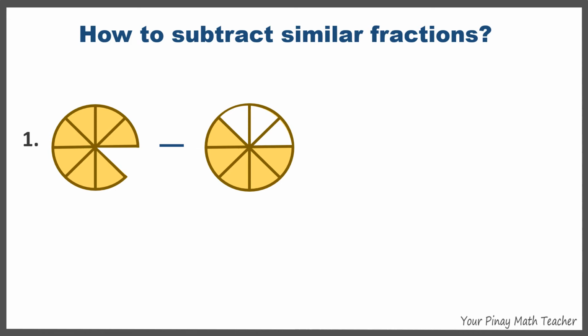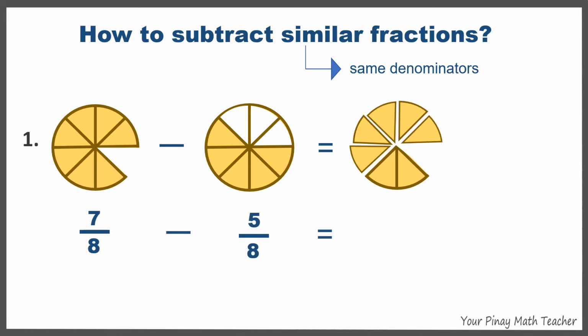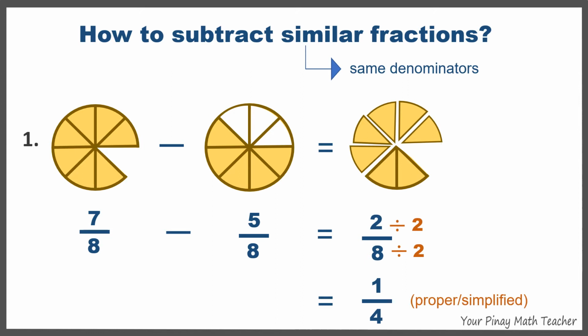How to subtract similar fractions or fractions with the same denominators. Number 1, 7/8 minus 5/8 is equal to 2/8. Since 2/8 is not yet in its lowest term, we have to divide both by 2. So we get the final answer of 1/4.